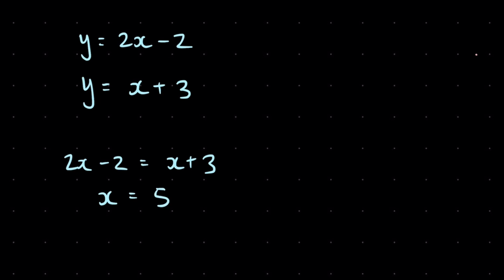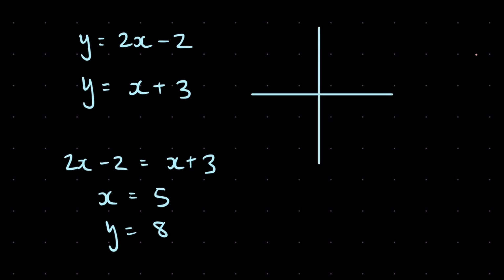And then to get our y value, we just substitute our x value into one of the equations. The second one is probably easier, so if we just go 5 plus 3, we get the y value being 8. So these are our solutions, and let's see how these two equations look on a graph.